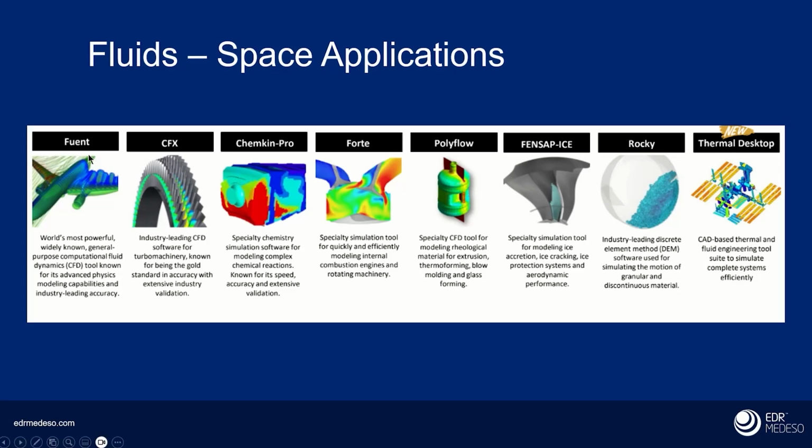So over on the left, we've got the Fluent and CFX CFD solvers. These are general purpose solvers, which you can apply to a multitude of different types of analysis. Then in the middle here, we have some specialist solvers. So things like Chemkin-Pro, that's specifically designed for chemical reactions, combustion, fuels, and so forth.